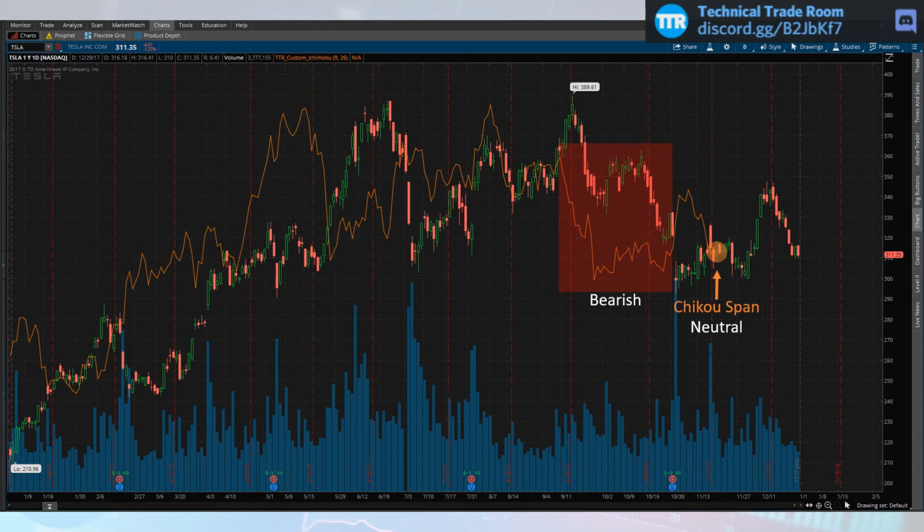If you're trading a bullish strategy, this would be a warning sign for you, but it would be a welcoming sign if you're trading a bearish play. Now, on the left side of the screen, I've highlighted in green where the Chiku is above the price and giving us a bullish signal. If you're trading a bullish strategy, this would be a welcoming sign, but a warning sign if you're trading a bearish play. Although very confusing at first, the Chiku span is an important part of the Ichimoku chart.